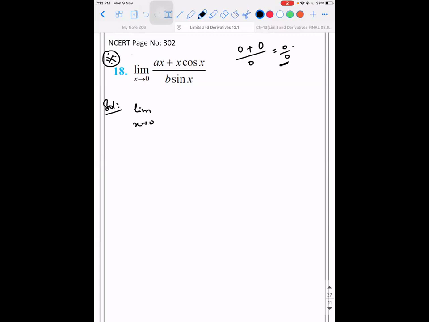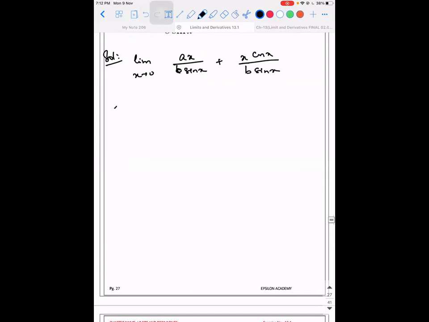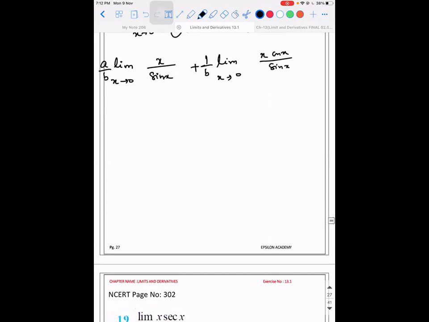limit x tends to 0. See, I'm splitting and writing, okay? Ax divided by b sin x plus x cos x by b sin x. Accepted. So what I'm going to do is limit x tends to 0. Can I take this a by b outside? So a by b into x divided by sin x, plus limit x tends to 0, here I can take out 1 by b common. I have x cos x divided by sin x. Now tell me one thing. A by b into limit x tends to 0. Can I write x by sin x as 1 by sin x by x?